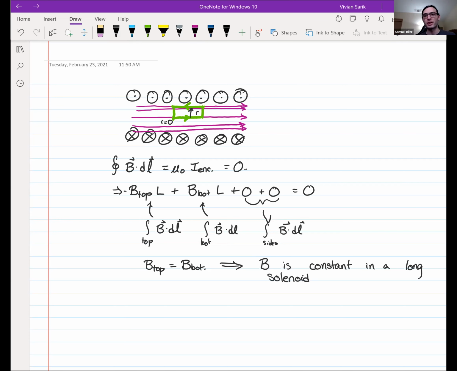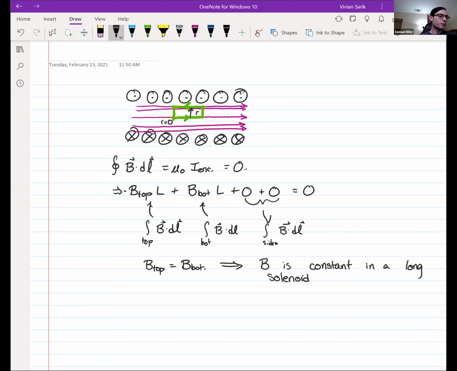So if we know the value of one place, which we do, we've already calculated the center line value, then that tells us that the magnetic field everywhere inside the solenoid has that value. And we're going to compute that again using Ampere's law, by the way, in a little bit.